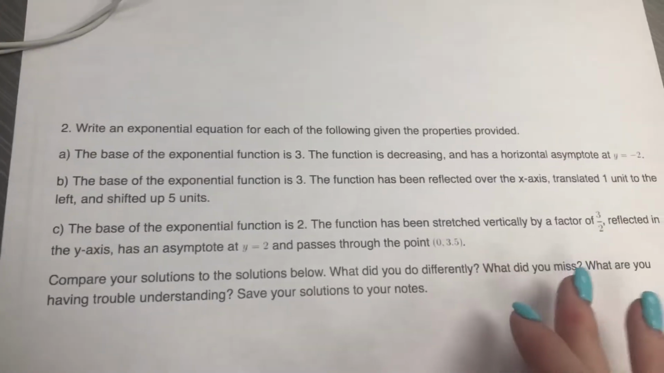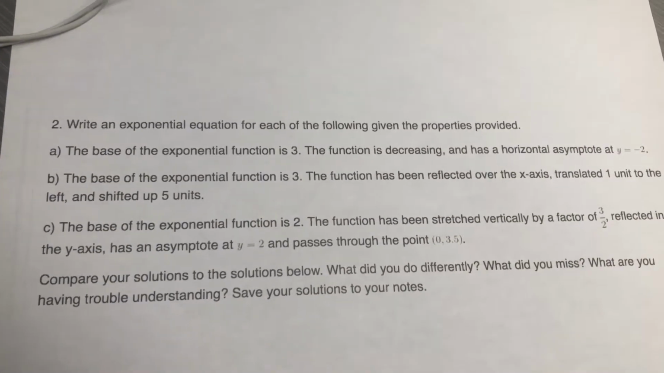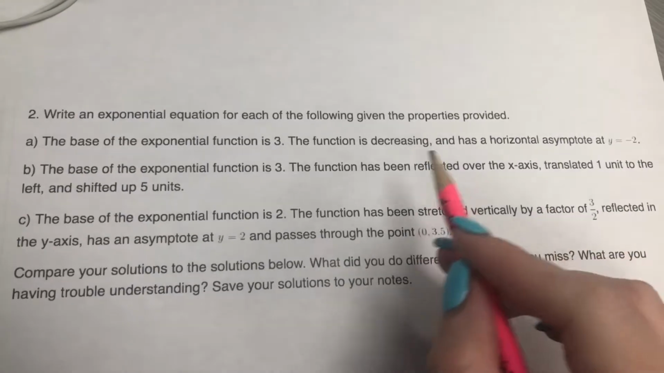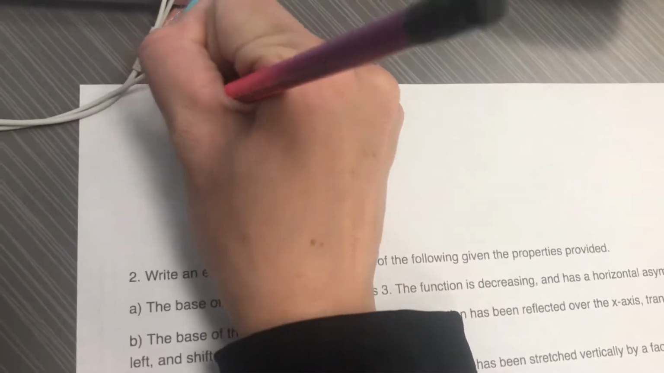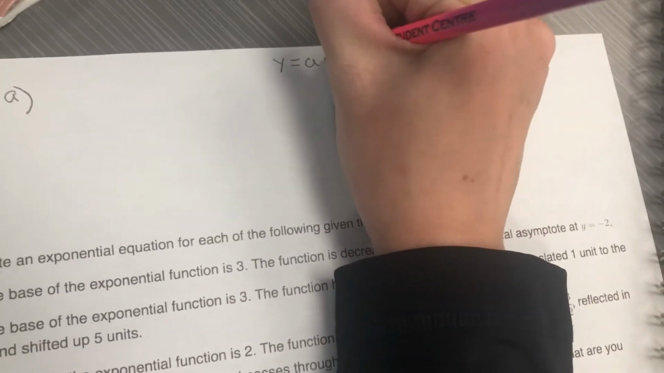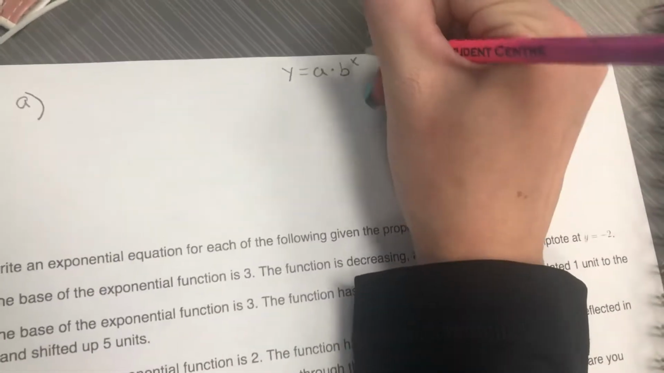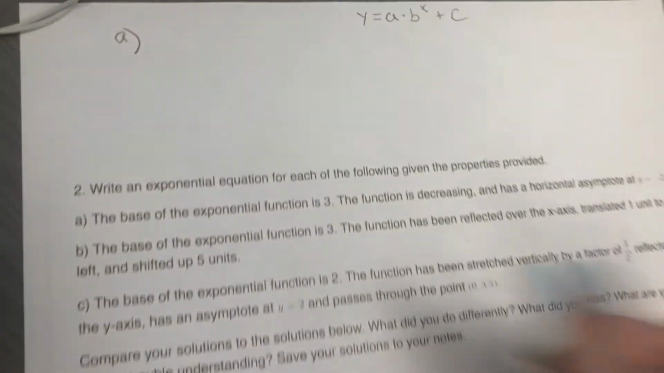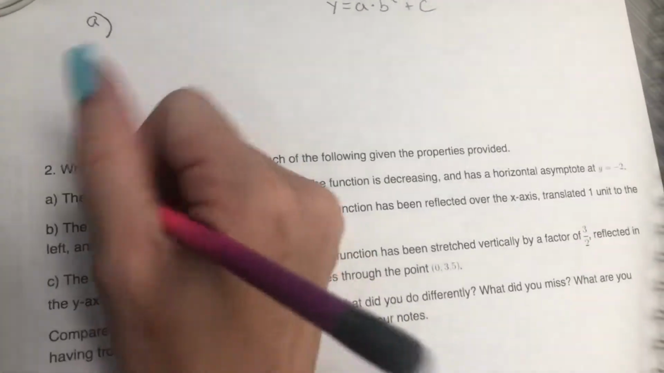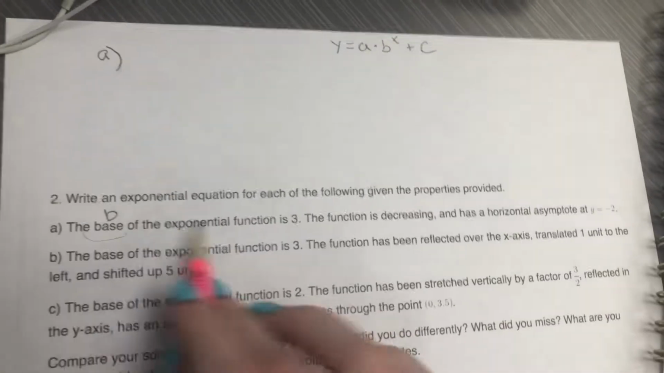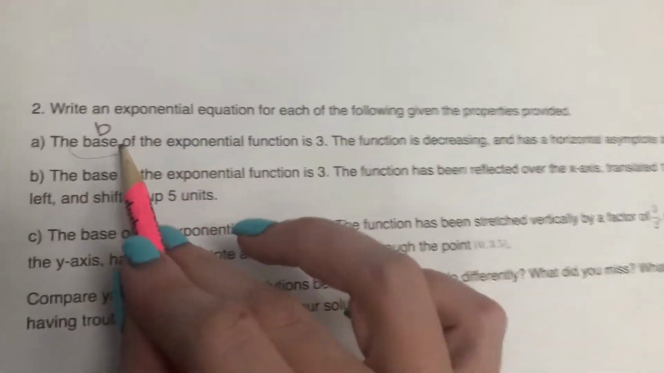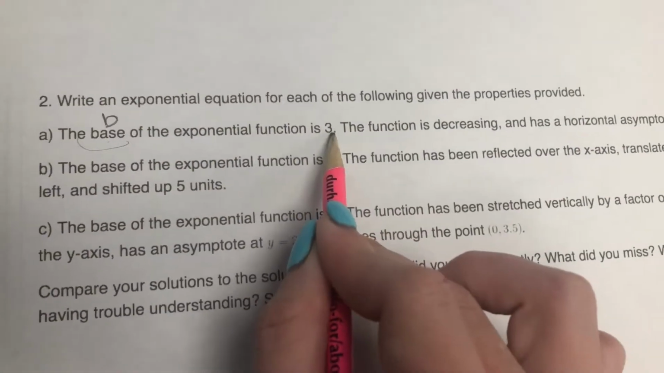Okay, so for this one we don't have graphs, but we need to write an exponential equation for each of the following given the properties provided. Remember, we'll start up here with A. We always are looking for A times B to the power of X plus C. B, the base, is our B. So for this one, I know that my B is going to be 3.